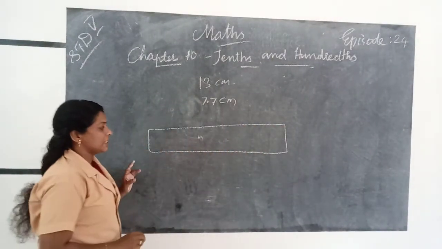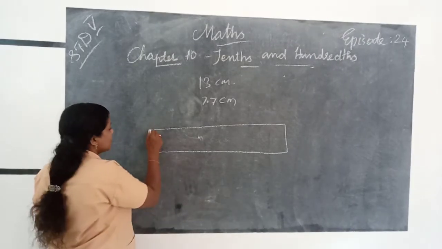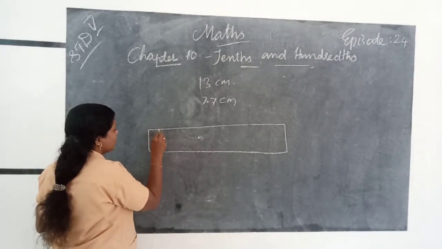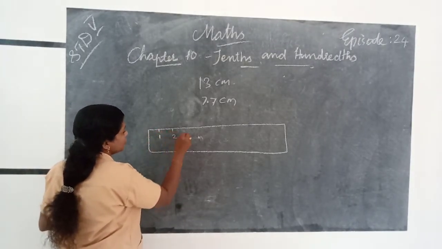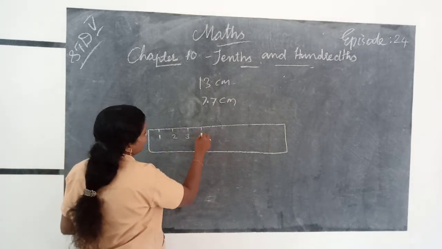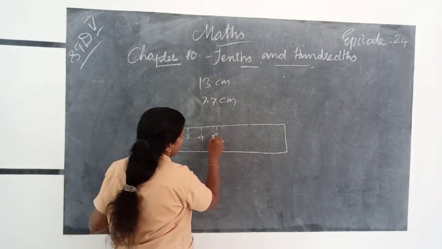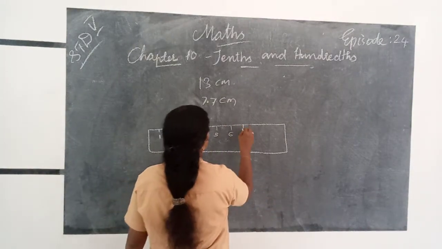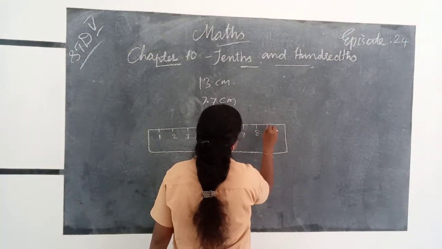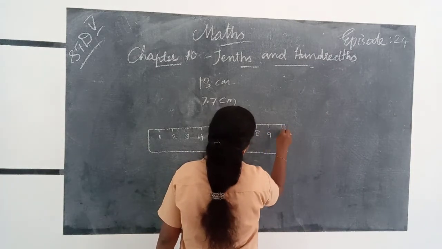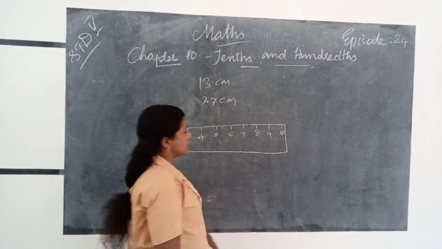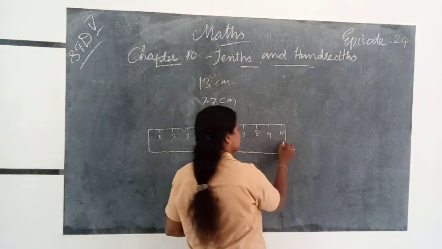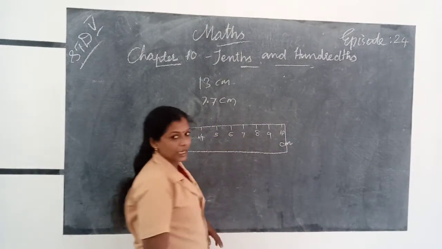You can see, some lines are marked on a scale. Suppose this is a scale. Start with 0. Here is 1, 2, 3, 4, 5, 6, 7, 8, 9. Suppose here 10. So this is a 10 centimeter scale.